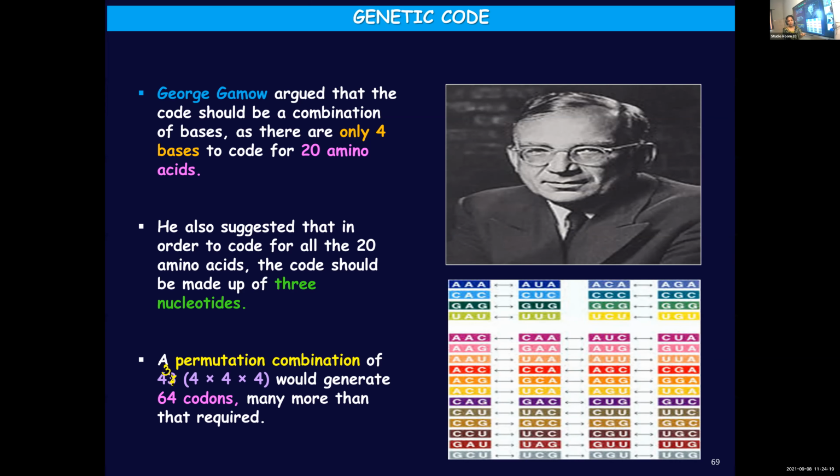This is more than what is required. We need to code only for 20 amino acids, but by a permutation combination, we will be getting a maximum of 64 codons. Are you getting it, children?